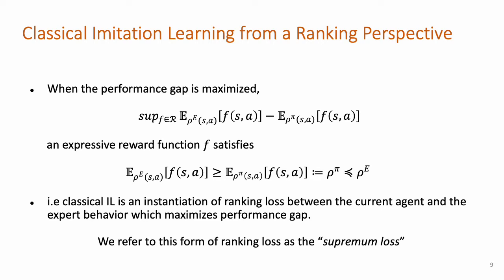For example, classical imitation learning learns a reward function that maximizes the performance gap between the expert and the agent. Thus at convergence, the reward function will satisfy the ranking, such that the expert behavior has a higher expected reward than the current agent behavior. We call this form of ranking loss the supremum loss.